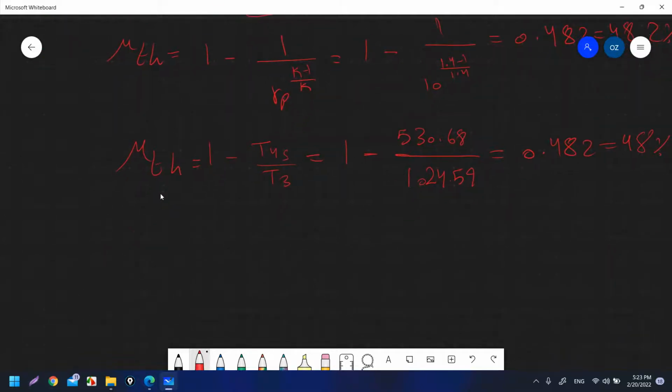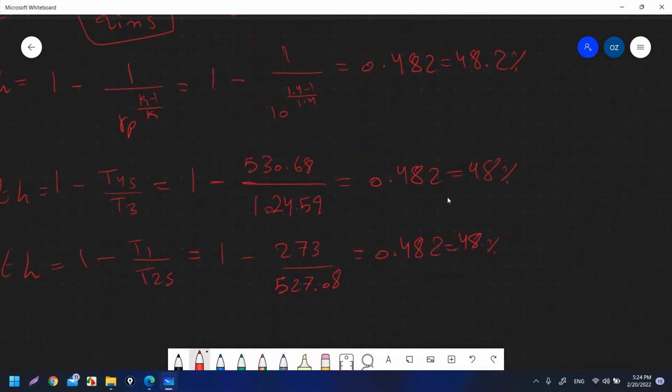And also the final one, 1 minus T1 over T2S, will give you 1 minus 273 over 527.08, and this will give you also the same number. And by this we finished this one, it is 48.2, okay, 48.2, and by this we finished the question.